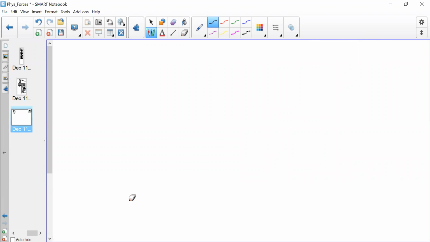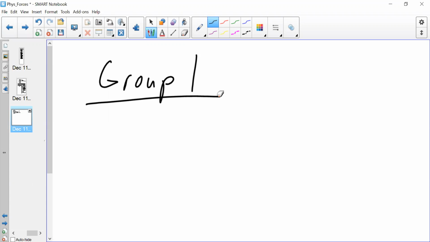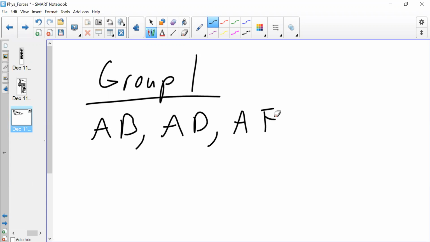All right, each group pay attention to your combinations. So group 1, you can decide which combination you want, but I'm going to give you 3 combinations to choose from. So group 1 has AB, AD, and AF. Okay.